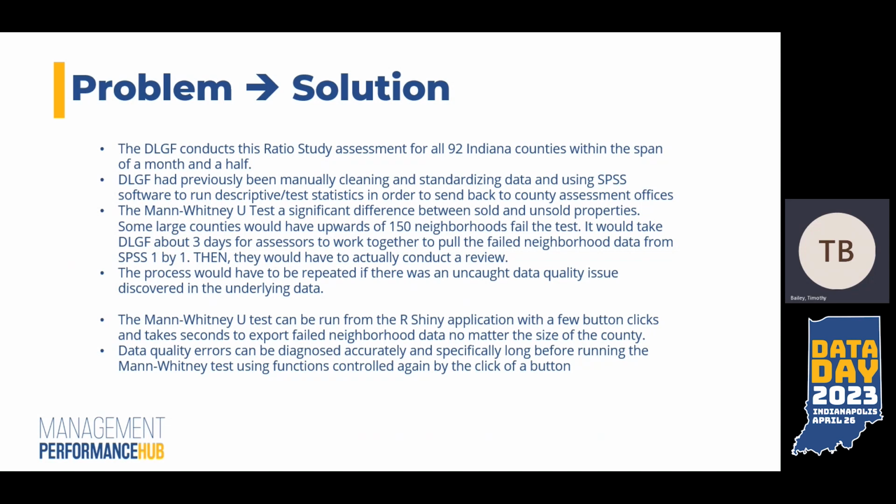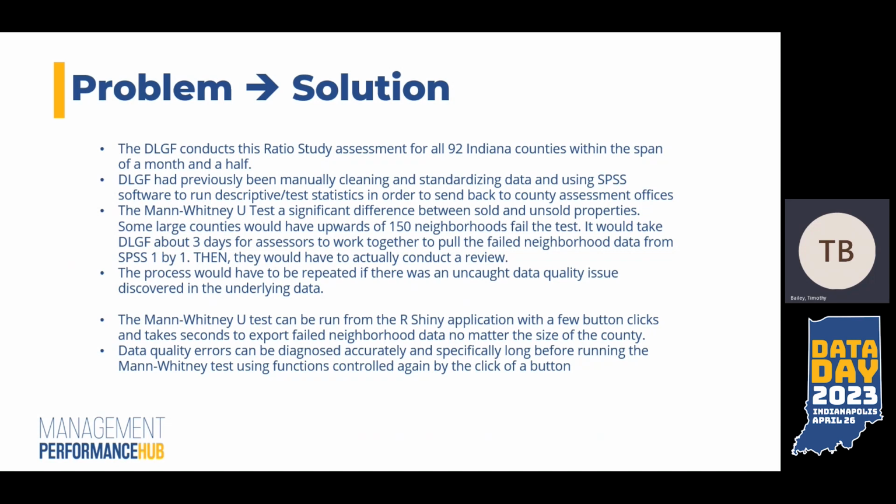The Mann-Whitney U-test is one of the tests they run. Like I mentioned, it looks for a significant difference between sold and unsold properties. Some large counties would have upwards of 150 neighborhoods fail this test, and it would take the DLGF about 3 days for assessors to work together to pull the failed neighborhood data from the SPSS software one by one.